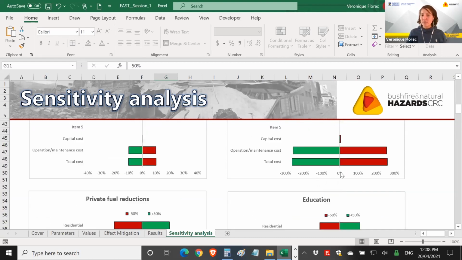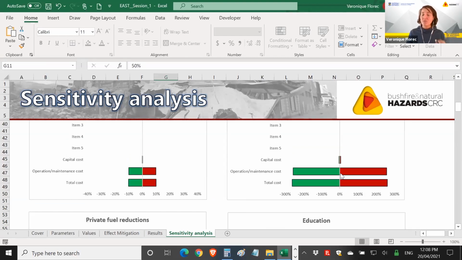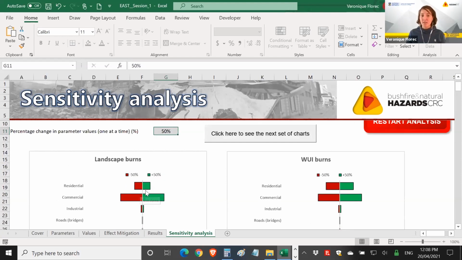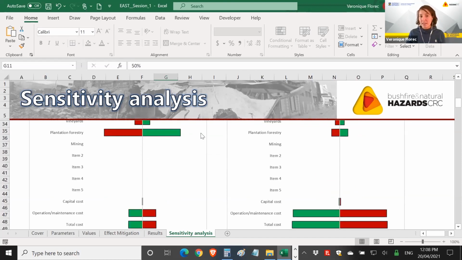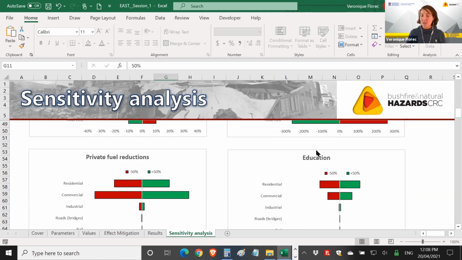Notice how this scale is from 0 to minus 300 and from 0 to plus 300. So that means here that my results are a lot more sensitive. Here it only goes to 40. So even if I change any of them by 50%, the maximum that this bar can get up to is 40, whereas here is 300.